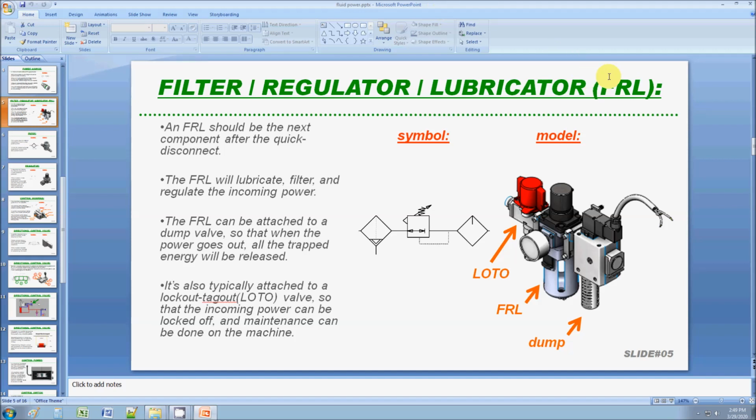It's called an FRL, filter regulator lubricator. And it's just something you include on all your pneumatic systems. Okay, so you have your quick disconnect, your power source, then it starts going through these. Alright, so let's study this. It's got three pieces. The first piece is a lockout tagout unit.